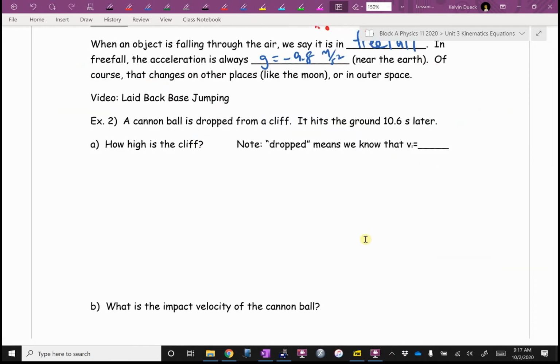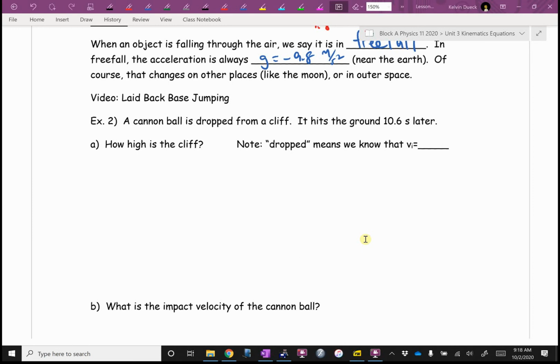We can now handle analyzing free fall. Example 2, I like example 2. In fact, really, I like pretty much every question in this lesson. Free fall's cool to me. A cannonball is dropped from a cliff. It hits the ground 10.6 seconds later. I don't know if you've ever stood on a cliff and dropped rocks. As long as you know nobody is down below, you can now figure out how high the cliff is if you time it with your stopwatch on your smartphone. A, how high is the cliff?